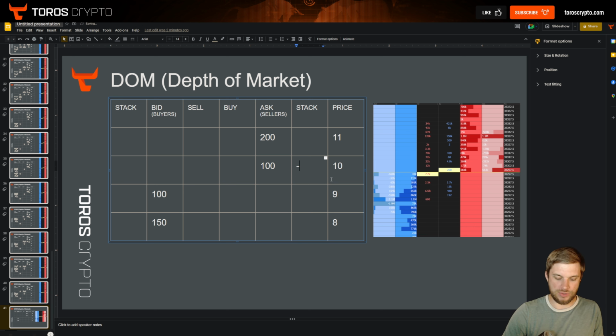So I am going to remove 50 from the offer. That would then show as negative 50 on the stack, so you are pulling 50 from that. And then, of course, the ask would come down to 50.